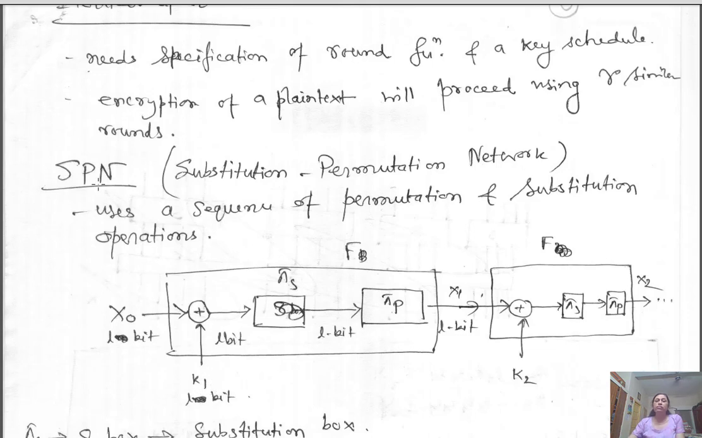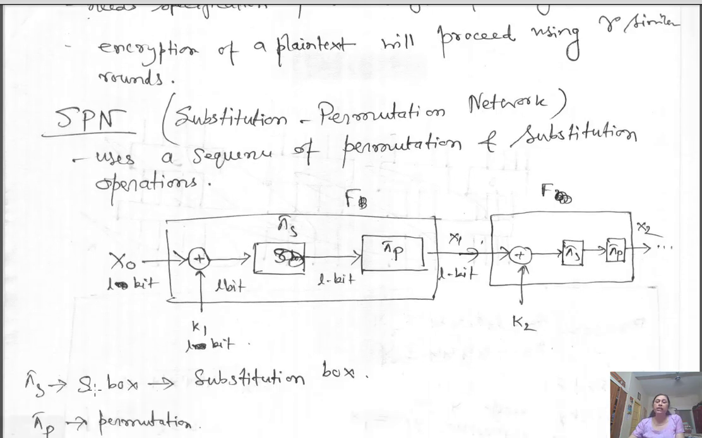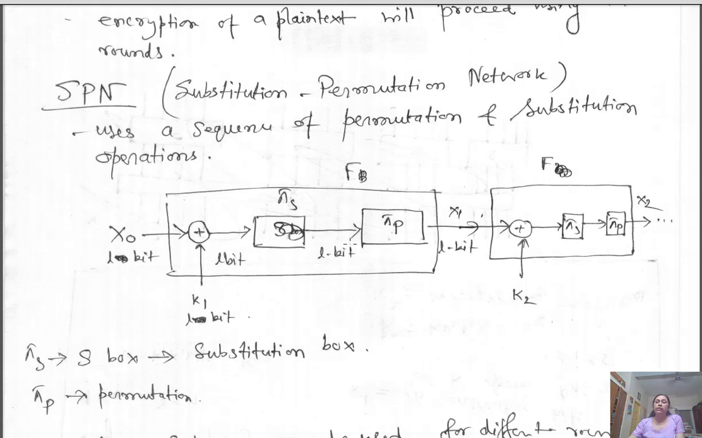In the specification of SPN, we have taken this plain text to be an LM bit string. So your round key will also be an LM bit string. They are XORed first, so it produces an LM bit string. Then it passes through the substitution box, S box. In short, we write it as S box. You get again this LM bit string. Instead of L bit, I am taking LM bit for that example. Then the positions are shuffled using the permutation pi P, so it produces essentially your X1.